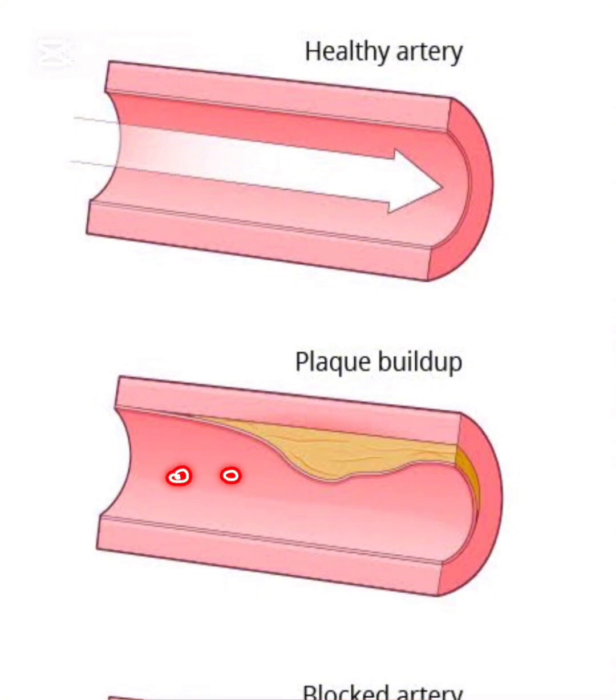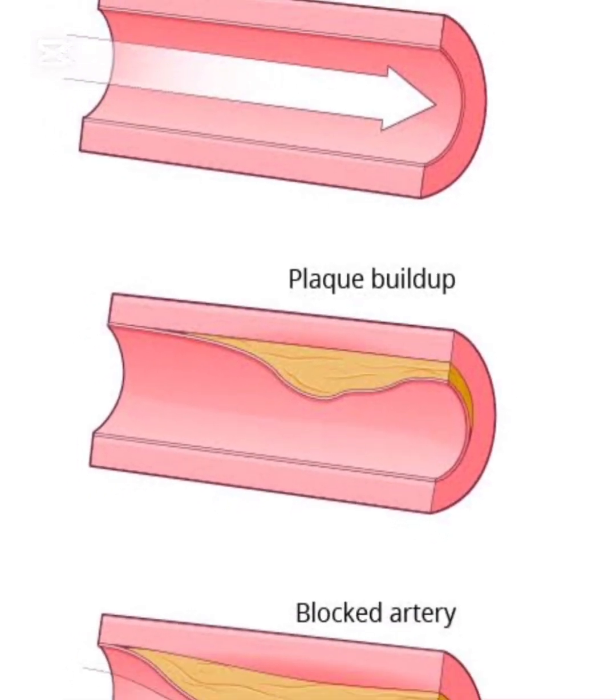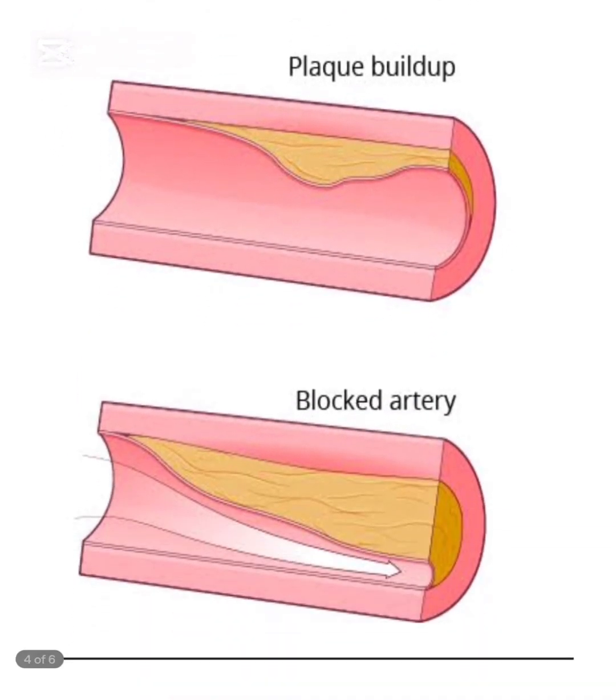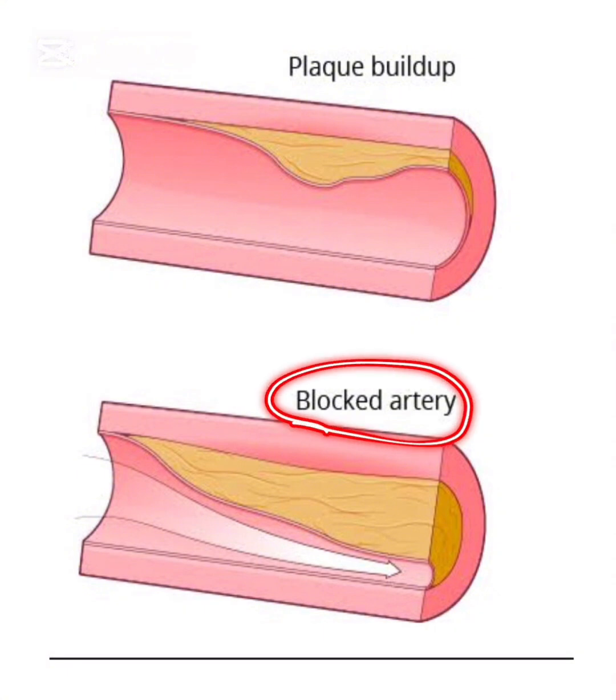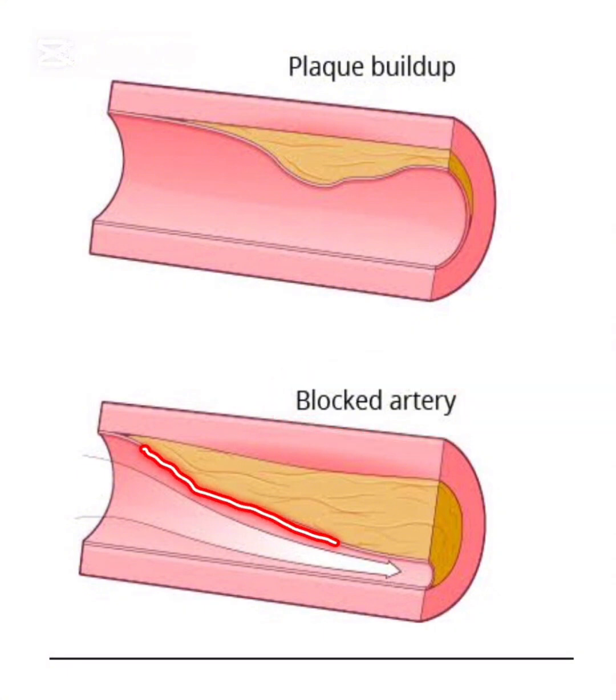Normally, RBCs, the red blood cells, are supposed to flow through the artery, but because of this buildup, it will start to cause a blockage inside this artery. So you have here a blocked artery because the plaque has started to build up inside this artery, causing the RBCs to flow with difficulty.